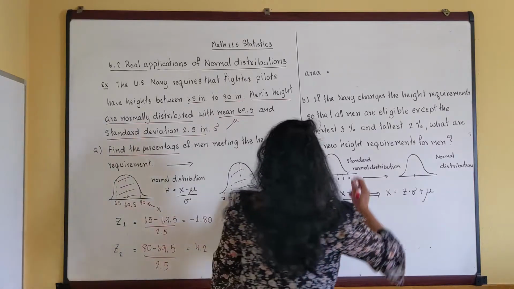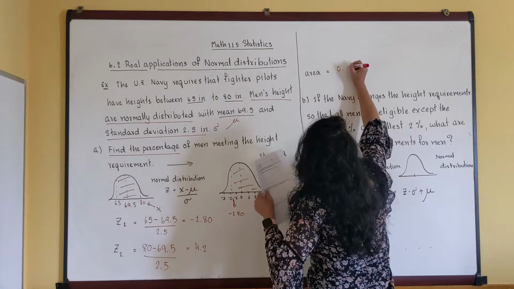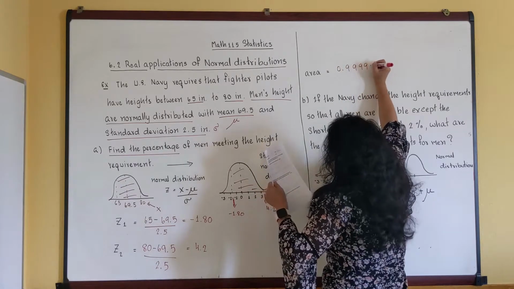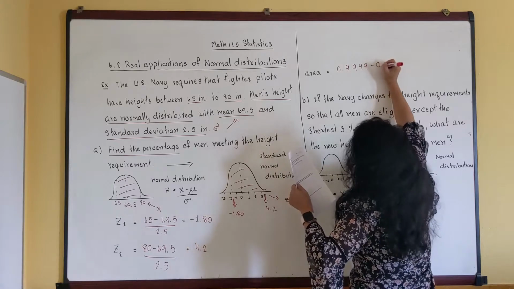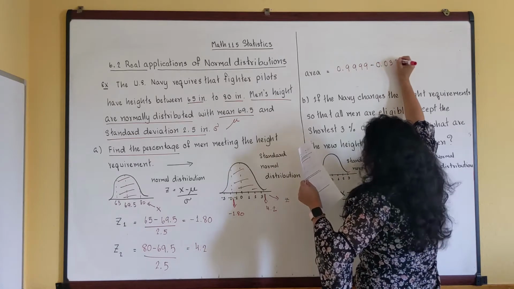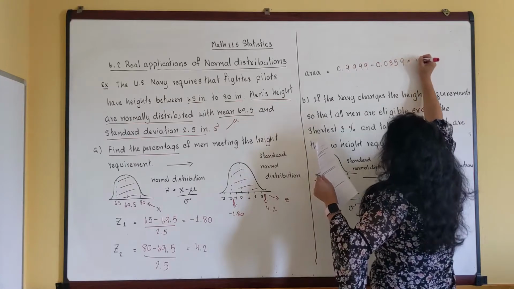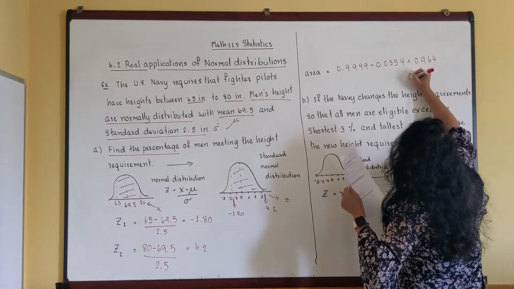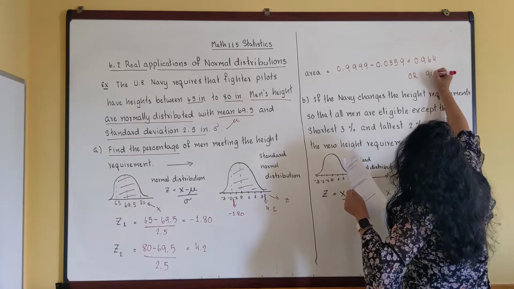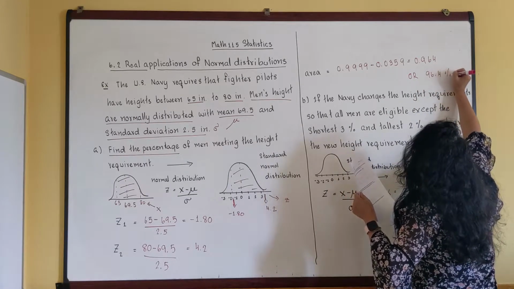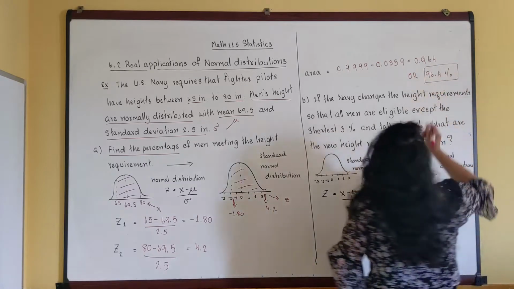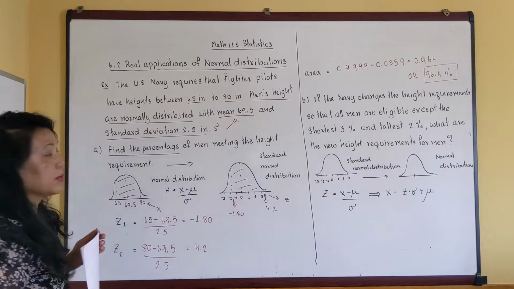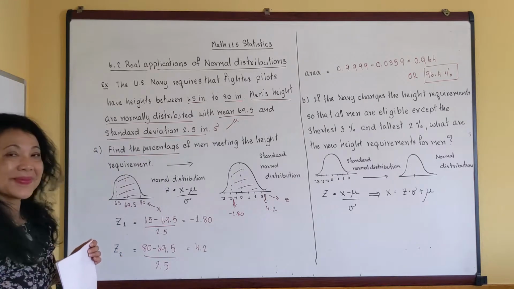So for the area, we have 0.9999 minus 0.0359, which is 0.964, or 96.4%. So 96.4% of all men meet the requirement. That's pretty good.